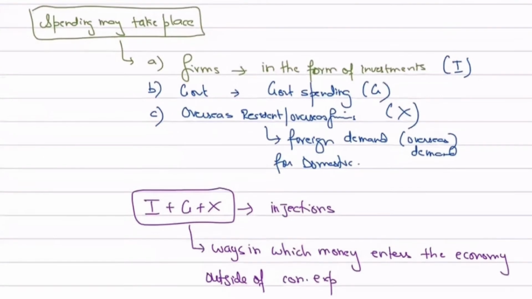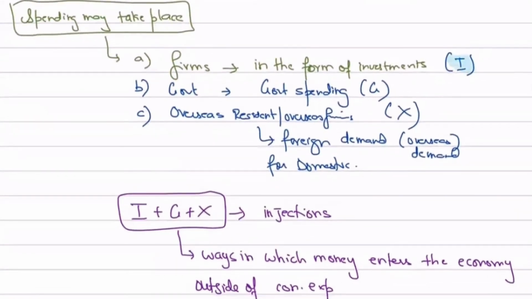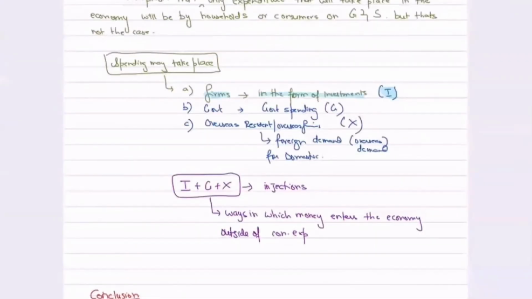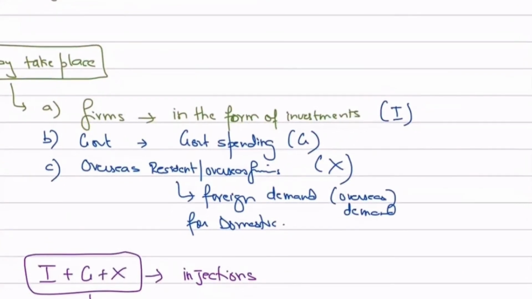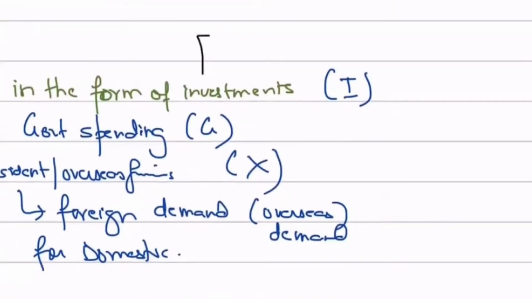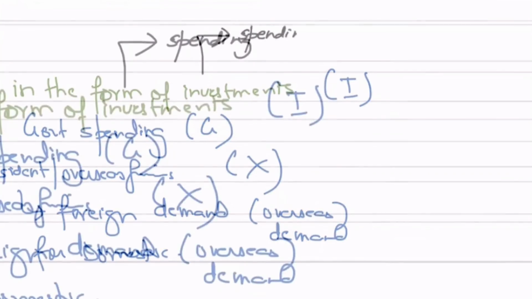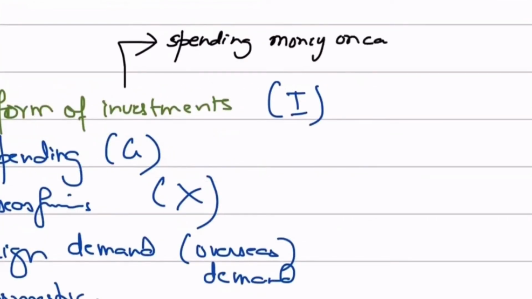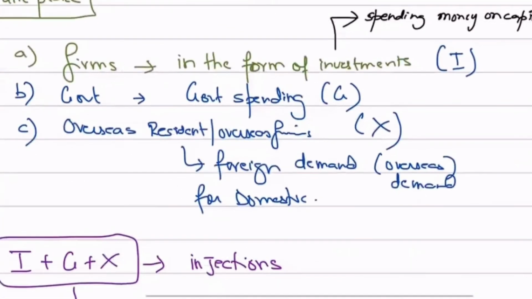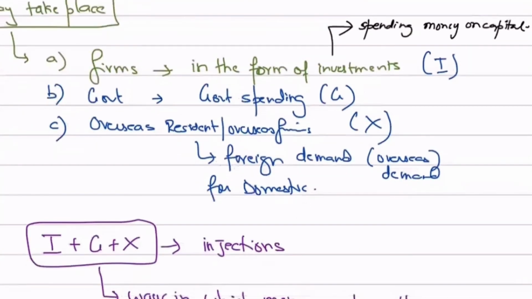No. Expenditure is done in the form of investments as well, right? By the firms in the form of investment. Spending is basically done by the firms as well in the form of investment. Can you please define what investment means? Spending on capital goods. So what is investment? Investment is spending money on capital goods like equipment, machinery, and investment also stands for maybe expanding factories, buying more raw material.